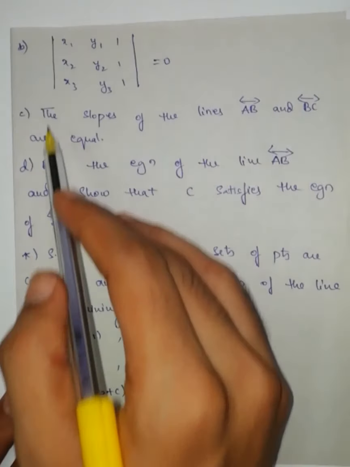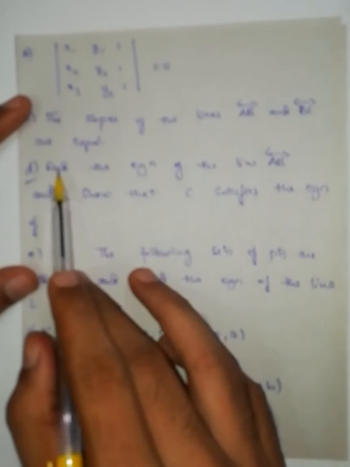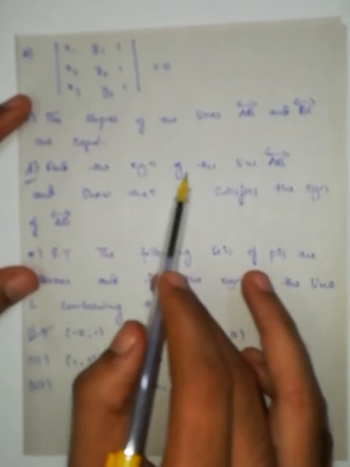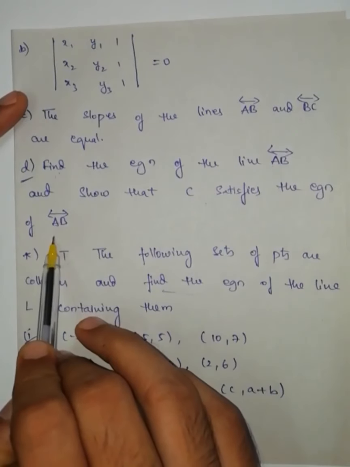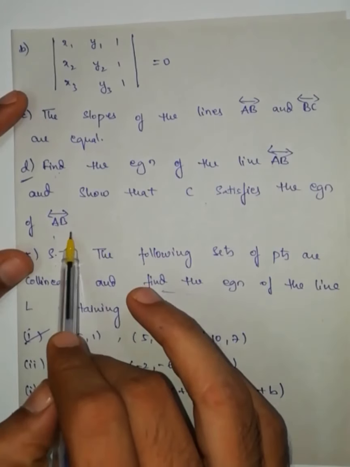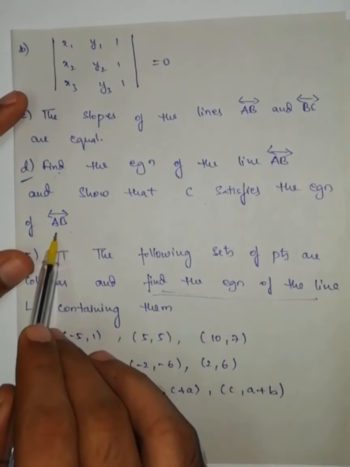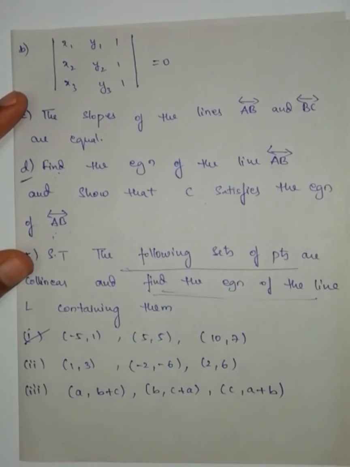Out of these A, B, C, D options, I am going to use the fourth one. The reason is, the D method says we have to find the equation of a line AB and show that C satisfies the line AB. If I solve by this method, automatically I will solve both. Here I am finding the equation of the line AB. Then if I show that C satisfies that, then I can say that C is collinear. This question will also be complete.